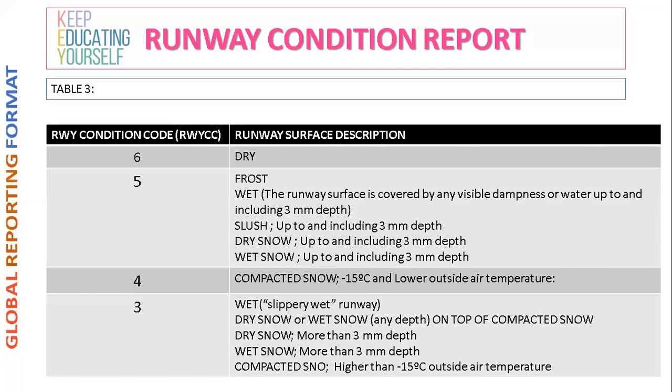Then here again dry snow is given, wet snow is given. If you see runway condition code 5, there also they have shown. But here the change is the depth of contaminates is more than 3 mm. So if dry snow and wet snow are there, you just see the depth also. If it is more than 3 mm, you give runway condition code 3. Then compacted snow, and here we will give value 3 because in 4 the temperature was minus 15 degrees and lower, but here the outside temperature is higher than minus 15 degrees centigrade. So it means minus 14, minus 13, minus 12, like this.